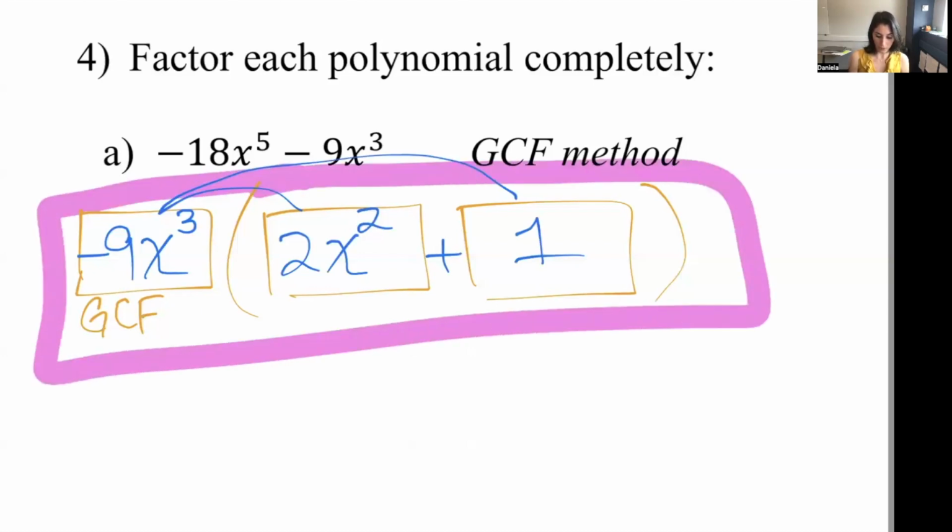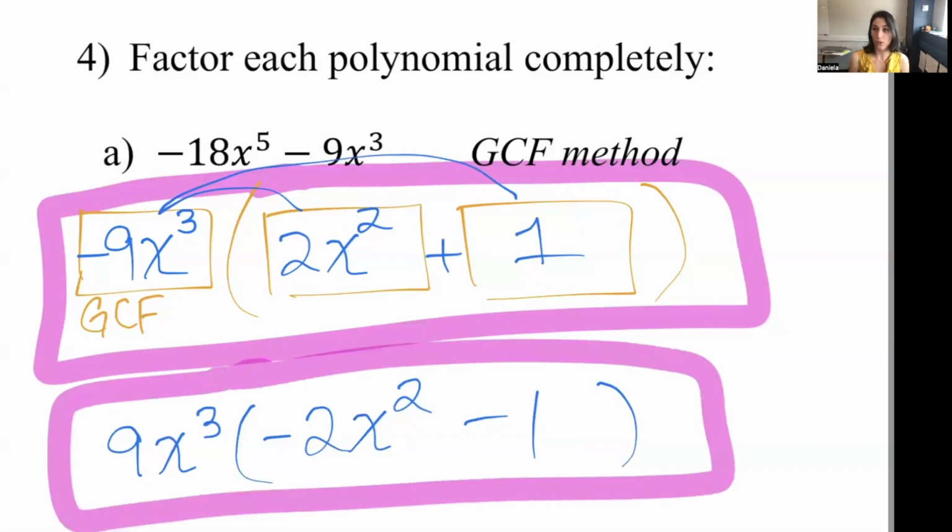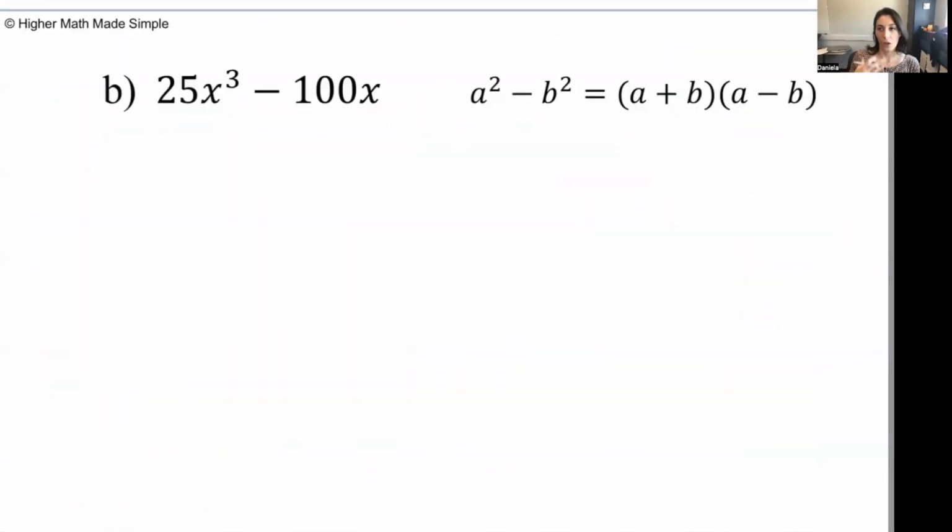Now, the other way you could have looked at it as, what if you took out a positive 9x to the third? Then the 2 guides inside, right? Those are just going to have the opposite sign. So another way you could have also written it is this way also works. They are both correct.